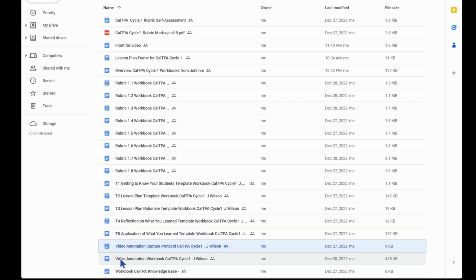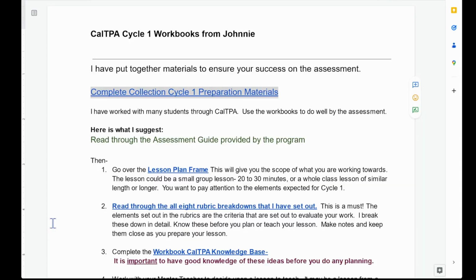Here, I give you 2 tools to think about your video requirement. Each one of them helps you think about the annotations and what you might look for and how you might mark them. And lastly, I set out a workbook with the knowledge base of key terms and ideas that show up in Cycle 1 around funds of knowledge, UDL, cultural linguistic resources, all the things that you need to be thinking about as you approach your planning and your teaching. So there's a lot of good things here, and I hope they're useful to you. So that's an overview of the preparation materials I've organized for you.